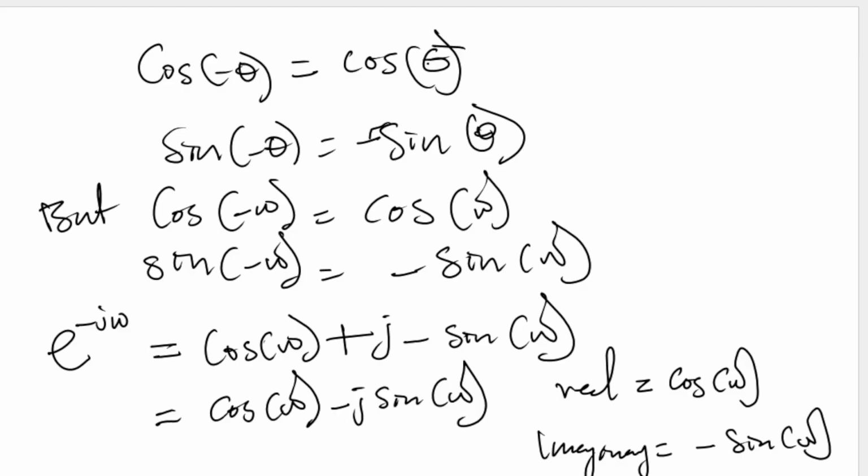Remember, we can call our real part A, and we can call our imaginary part B, right? Making your Euler's method, exponential minus JW, now equal to A plus JB. Are we together? A plus JB. Are we together?